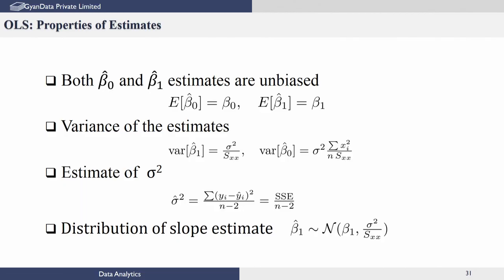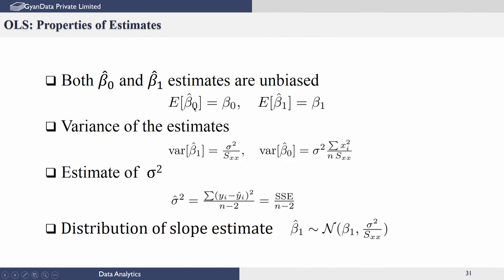However, we can prove, based on the assumptions we have made regarding the errors, that the expected value of beta naught hat will be equal to beta naught. What does it mean? If we were to repeat this experiment, collect another sample of n measurements and apply the method of least squares, we will get another estimate of beta naught.